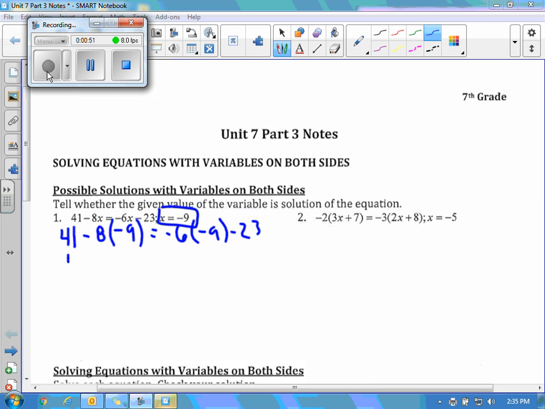So I have 41, and then negative 8 times negative 9 is going to give me positive 72. And then I'm going to have positive 54 minus 23. So 41 plus 72 is going to give me 113. 54 minus 23 is going to give me 31. So this is not a solution because they don't work out to the same. I'll let you guys go ahead and do number 2 on that section.